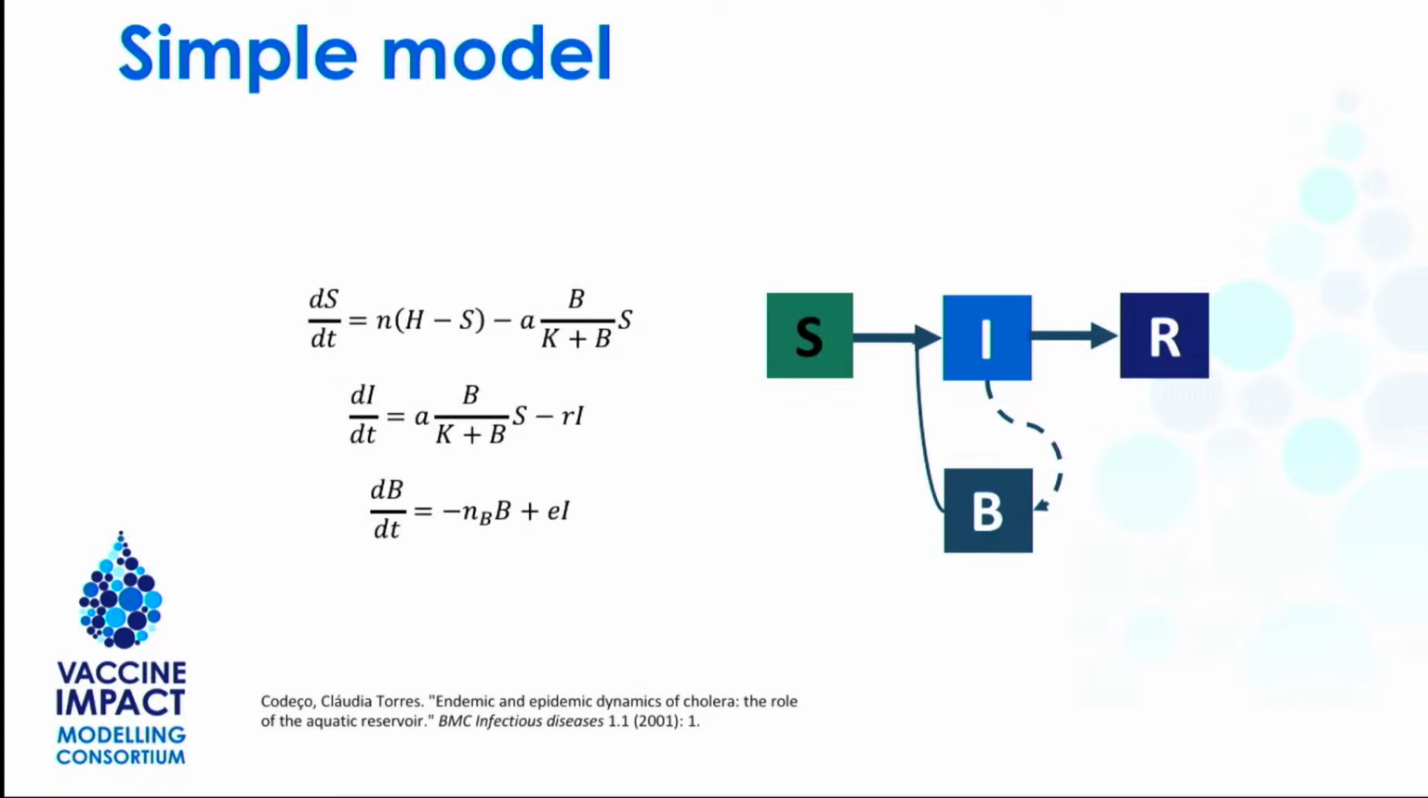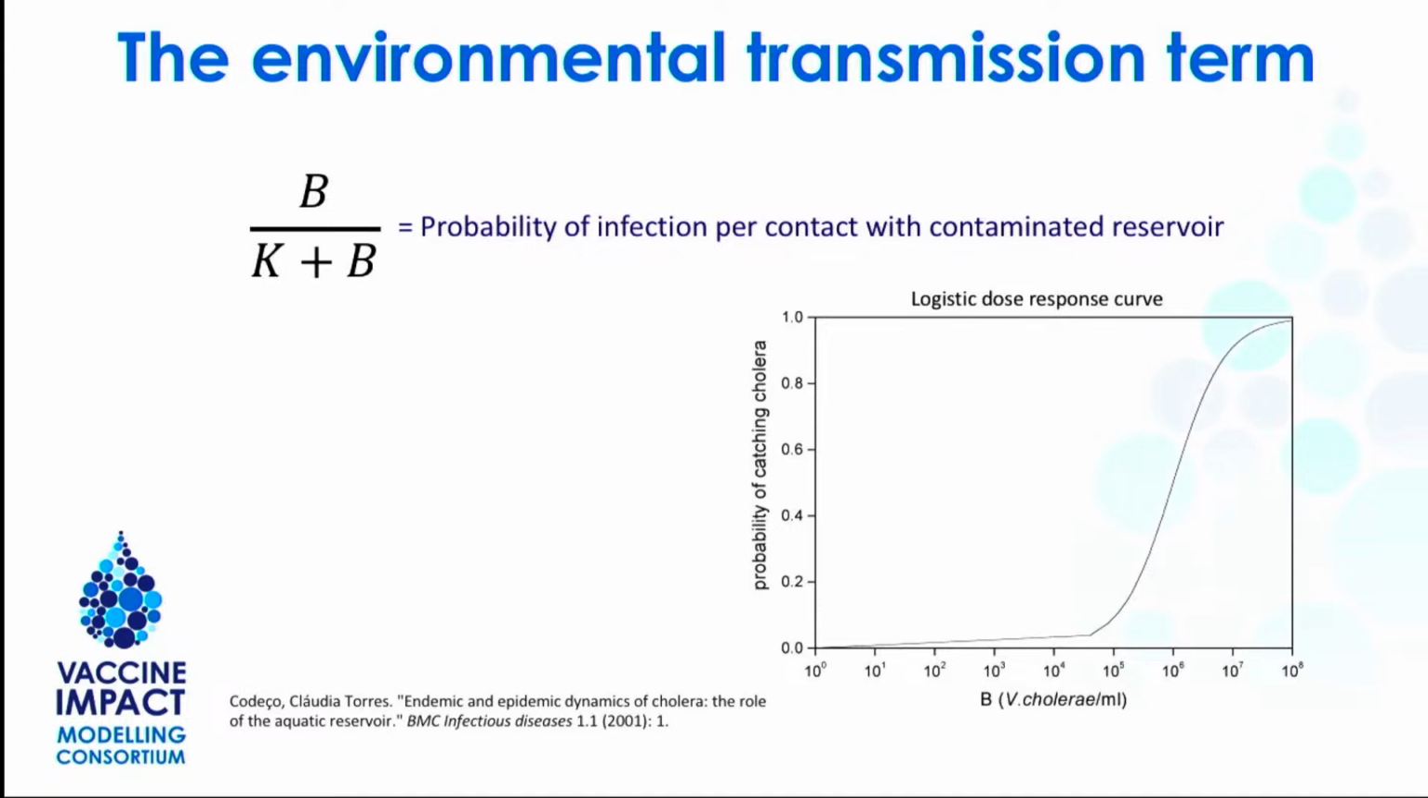So I'm going to go through all of the parts of this model before we start doing anything with it. First up is the transmission term, which has this fraction here, b over k plus b. So maybe let's look at that first. So what's this saying in the model? Well, this is the probability of infection per contact with a contaminated reservoir. So given that you come into contact with the environment where the bacteria are, this is your probability of infection.